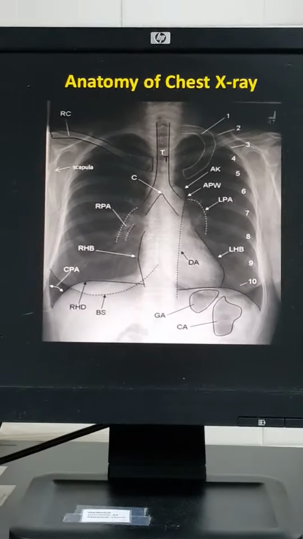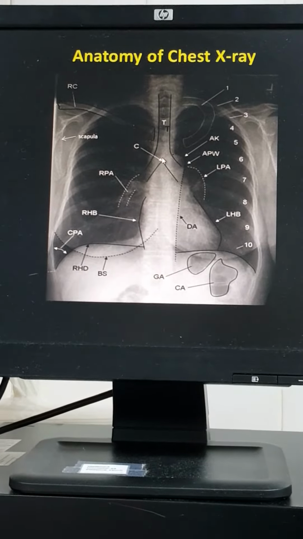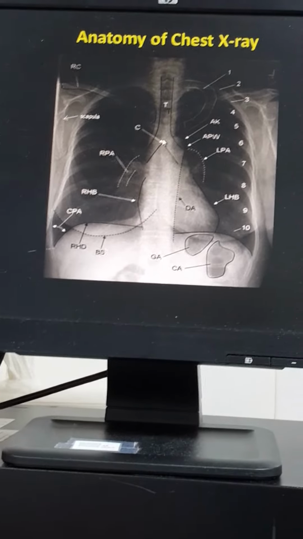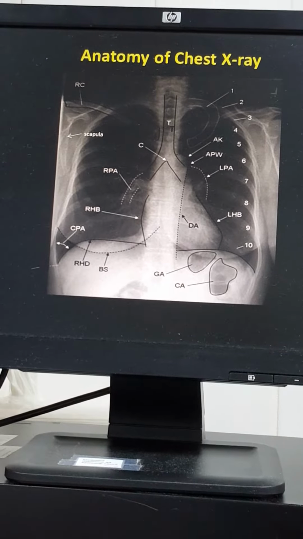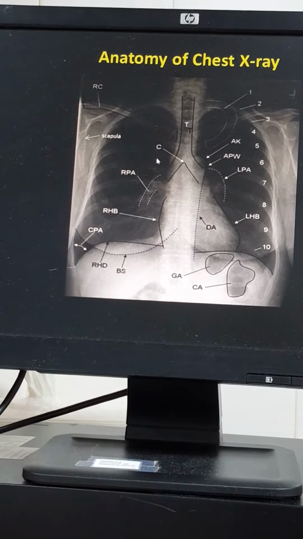So it divides into right and left main bronchus at the sternal angle, which is the angle of Louis anteriorly, and the fourth thoracic vertebra posteriorly. So that area where it divides is called the carina. Okay. So that is the carina.